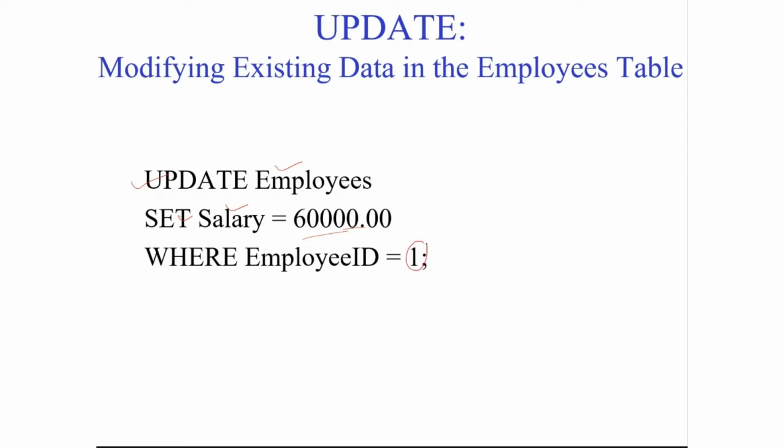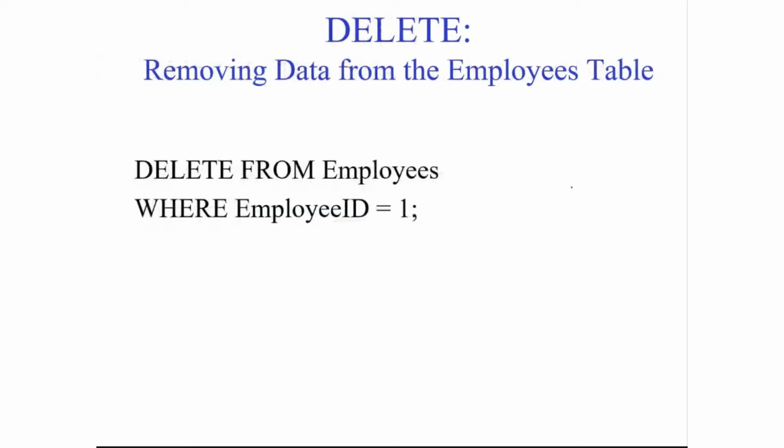The condition is that only Sundar's salary is going to be incremented, not all the employees. Otherwise, what will happen if you don't write this condition? I'm just incrementing the salary of Sundar; nobody else is getting the increment. So what is the condition for that? Where employee ID is equal to 1. This way, from 55K, the salary will become 60K.